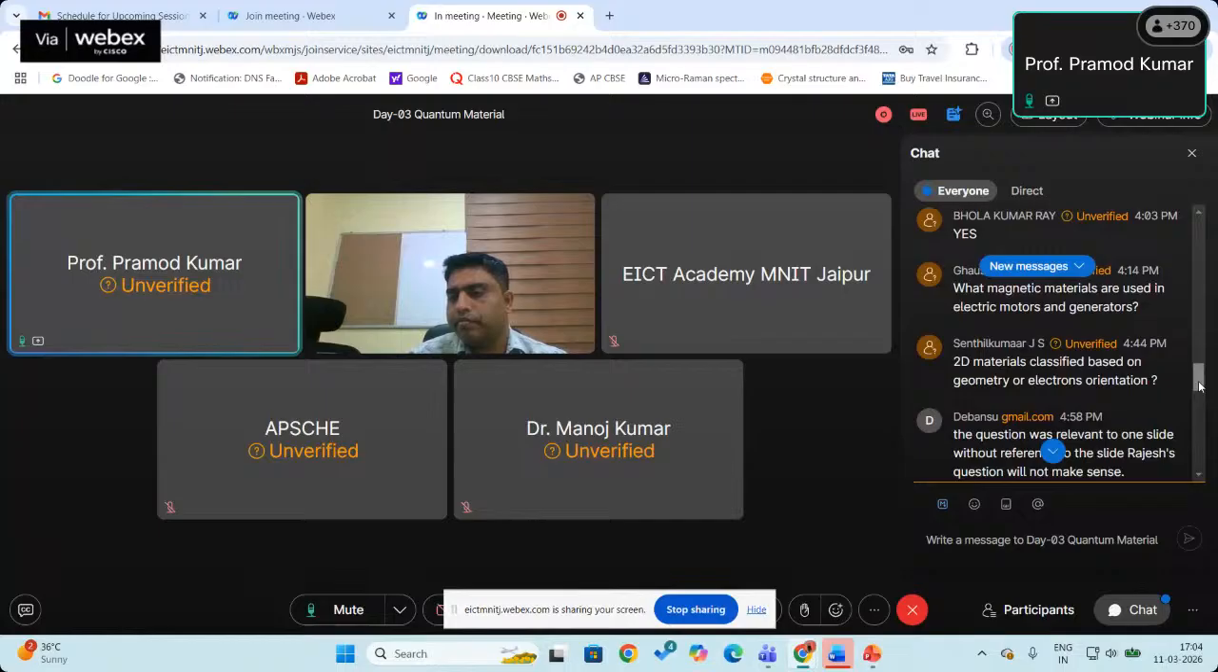2D material classified based on geometry or electron orientation. So for 2D material, of course, geometry is the first parameter, and the reason is very simple. Whenever we have 2D material, the density of state is proportional to E to the power k^0, meaning it does not depend on the energy. One state is not affected by another state. This is the first point.